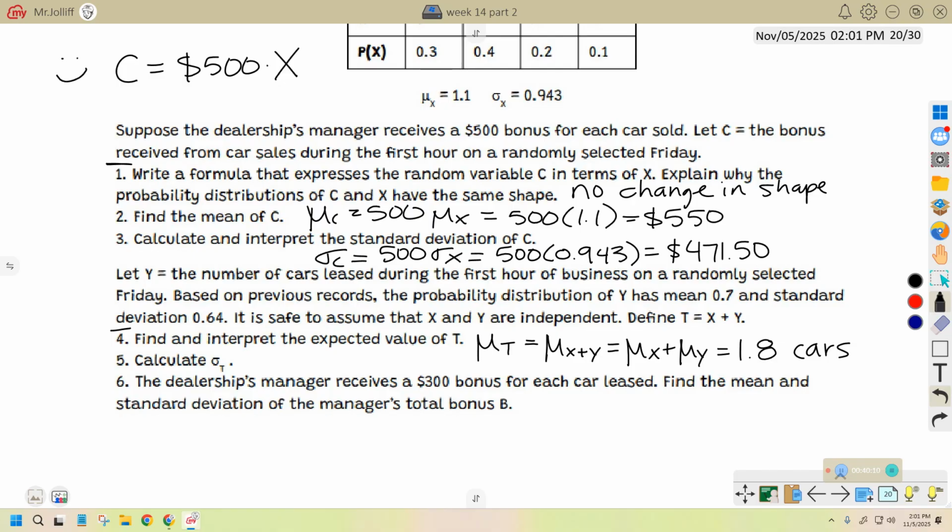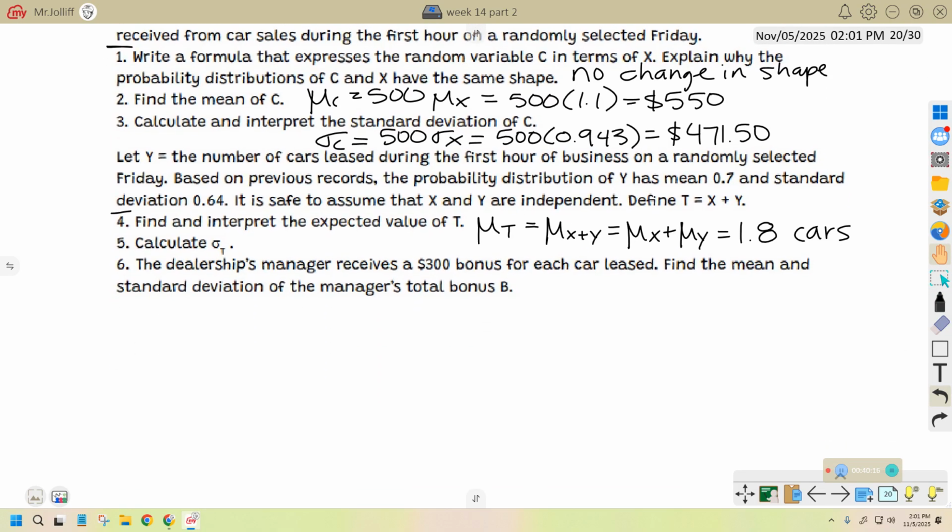Okay, next one says calculate sigma t. Calculate the standard deviation. So sigma t is sigma x plus y. And when I am adding random variables, what happens with their standard deviations? Who can tell me? You wrote it down. It's on your paper in front of you. It's not a quiz or a test.